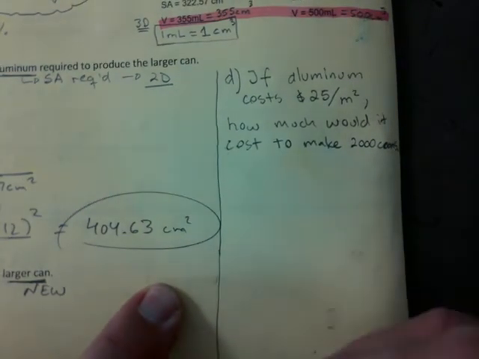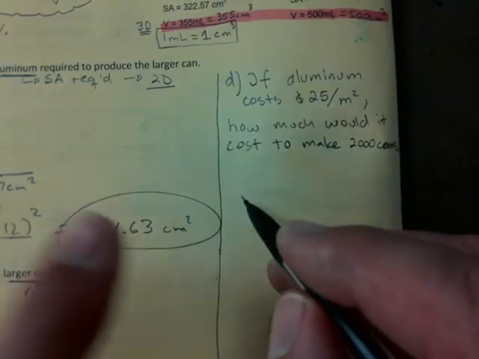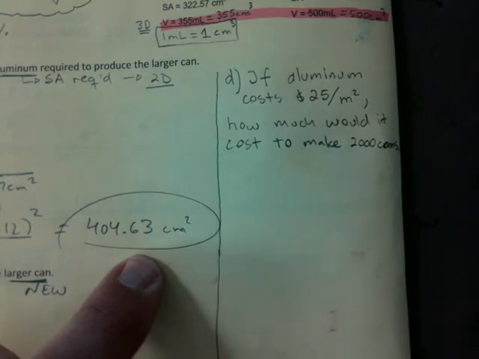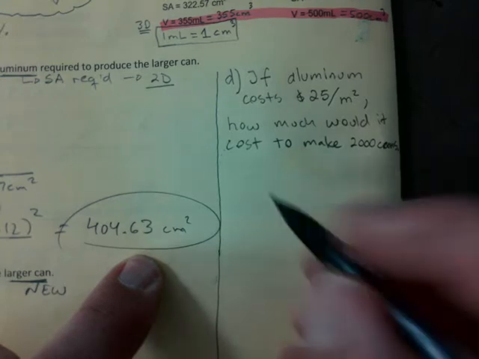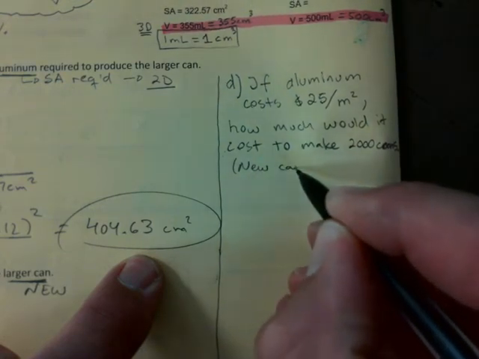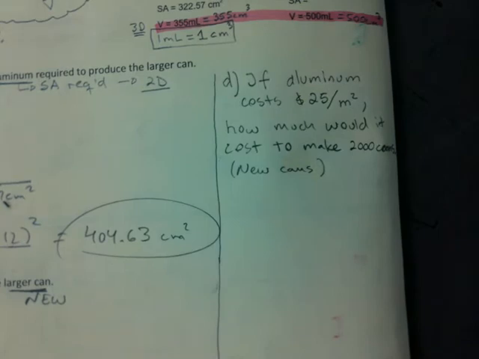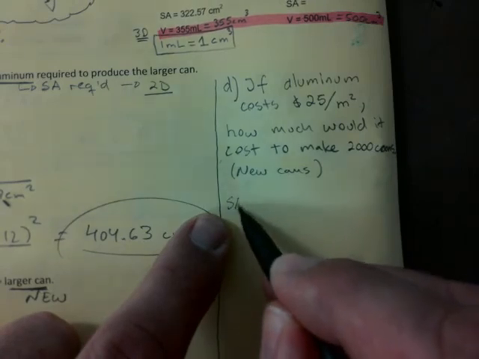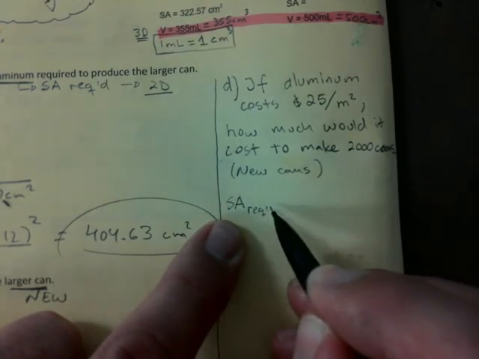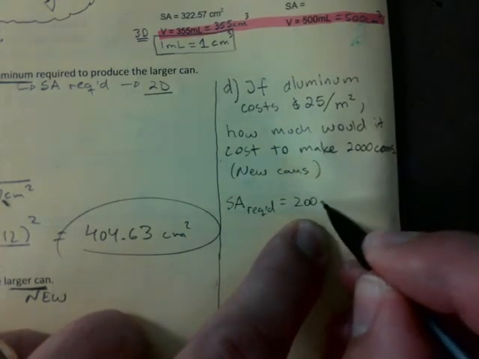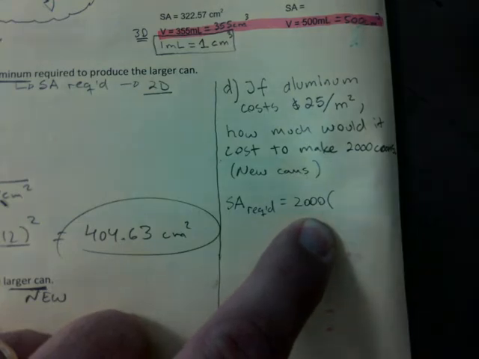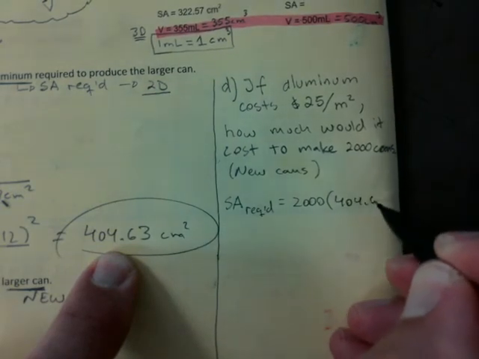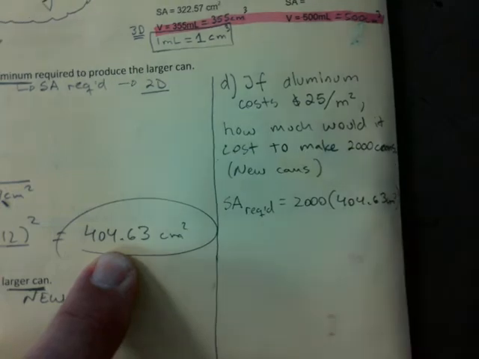cans? Okay, so I'm going to kind of try to keep it in here. So first order of business, oh sorry, which can are you talking about, Mr. Dirksen? Which one do you want to make, the new or the original? The new? Okay. New cans, that is. We're going to pretend like we're figuring out the cost to make the new cans. So we'll say this. Surface area that is required would be 2,000 cans times, what's the surface area of one new can here? 404.63. This is going to be a loaded question, as you can tell.